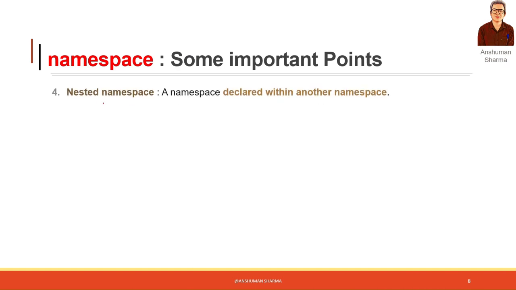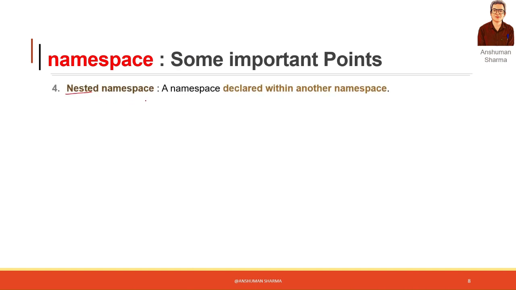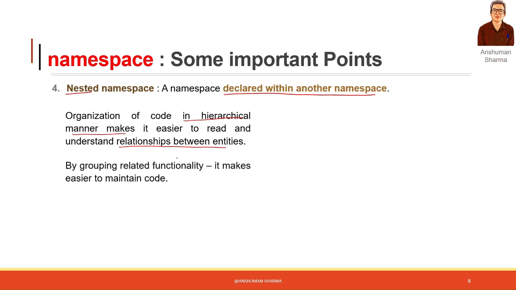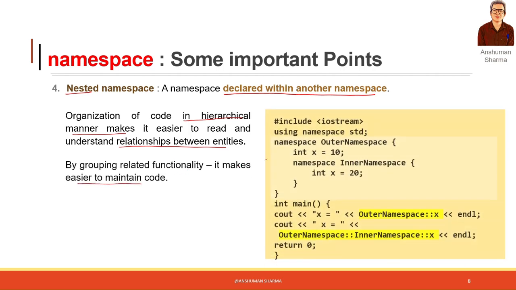Now let's discuss nested namespace. That is again a type of namespace. In this, a namespace is declared within another namespace, and hence it has got the name nested. It is basically used for organization of code in a hierarchical manner, so that it is easier to understand and read, and to get the relationships between different entities. It also makes the code easier to maintain. So let's see how it is done.